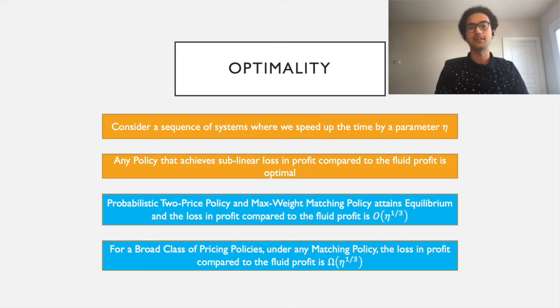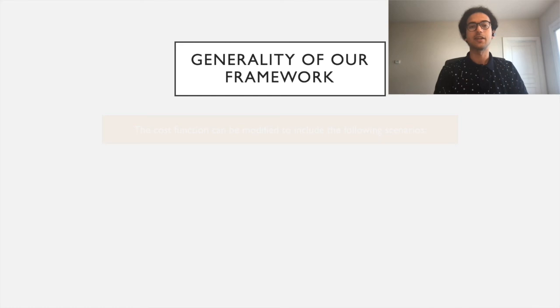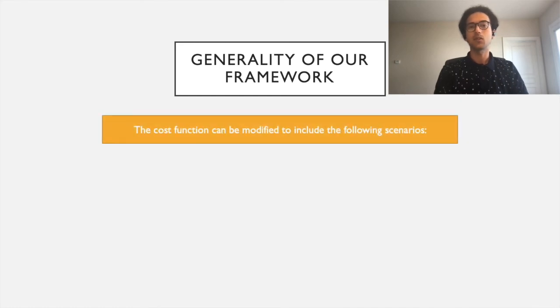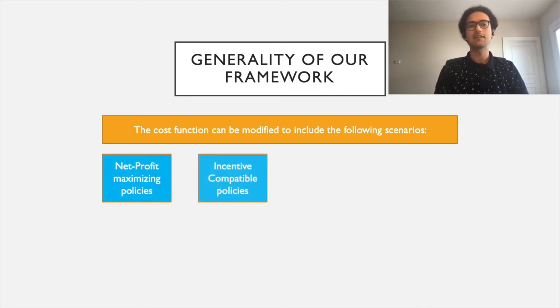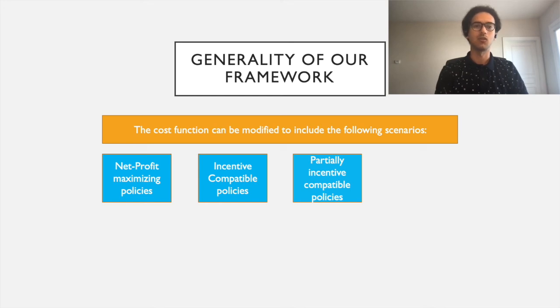Before concluding the discussion, we would like to point out the generality of our framework. In particular, the cost function can be easily modified to encompass different strategic behaviors. For example, we can study the profit maximizing policies, which take into account the strategic behavior and ensure that the net profit is maximized. In addition, we can study the incentive compatible policies that ensure that the prices are set such that the servers join their own queue, or a partially incentive compatible system which ensures that at least a given fraction of servers joins their own queue.